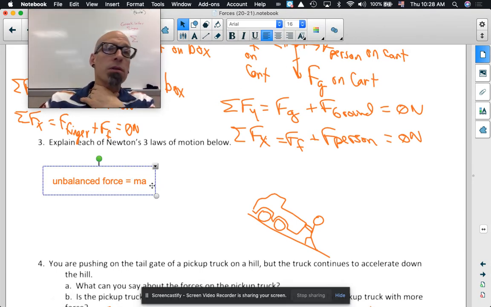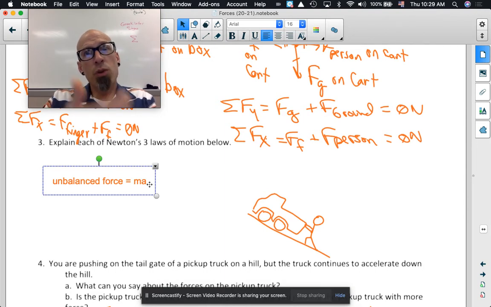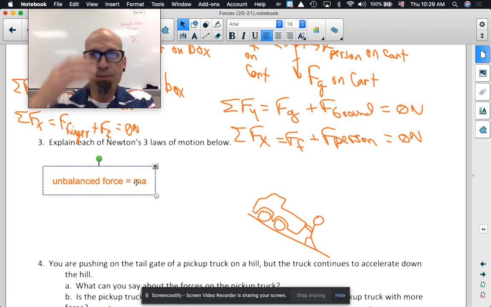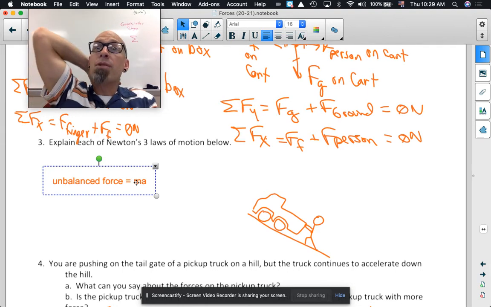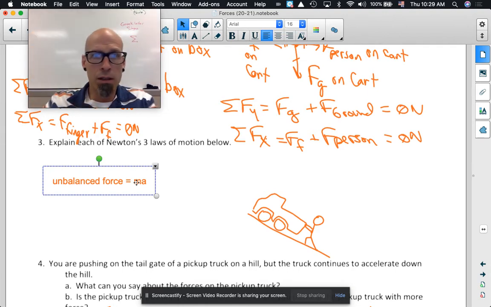So unbalanced force equals mass times acceleration. That means if the force gets bigger, your acceleration gets bigger. I mean, come on. If you push something harder, it's going to accelerate faster. If you push with less force, it's going to accelerate slower. That's if the object stays the same mass. If the object's mass changes, if you have 2 different objects, both experiencing the same force, let's think about this.